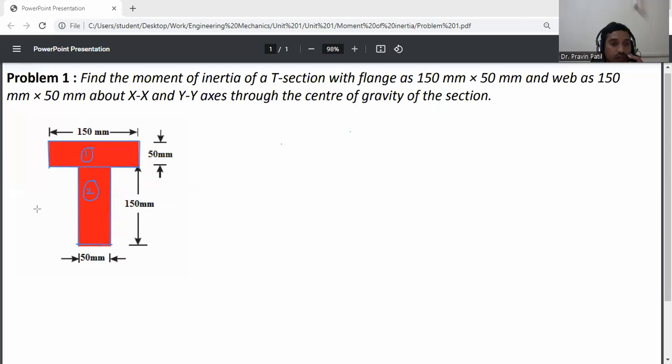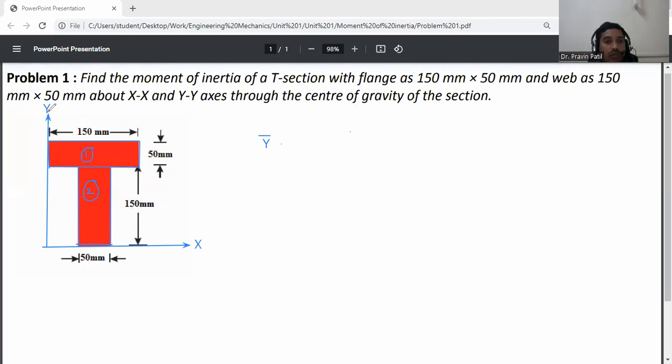So now draw the x-axis and y-axis. This one is the x-axis and this one is the y-axis. So first of all, calculate the y bar. Okay, we need to calculate the y bar.